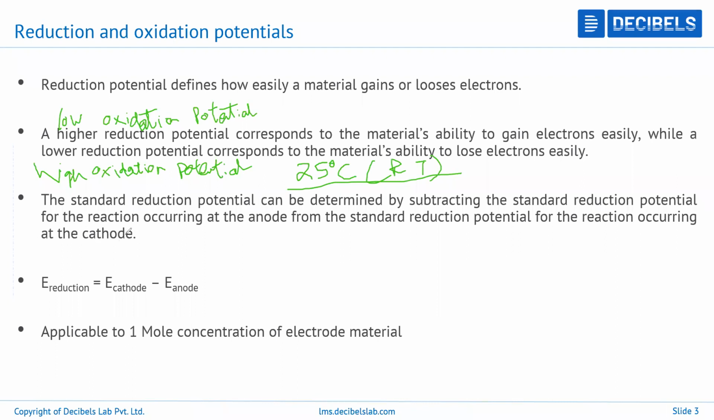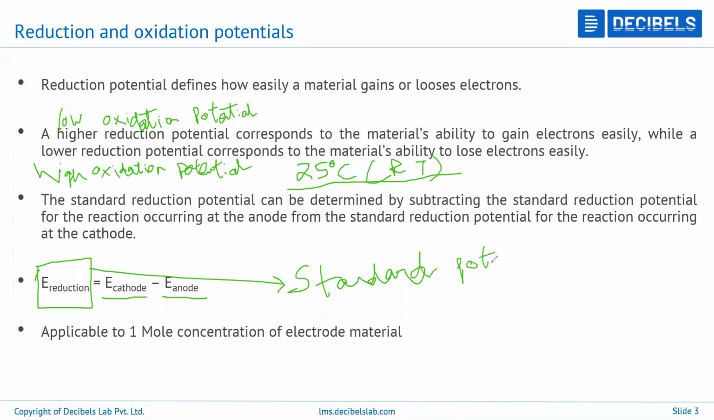Okay. So with these two terms, that is reduction potential and oxidation potential, we can then calculate something called the standard reduction potential. The standard reduction potential is basically the difference or the sum of each individual potential: the potential contributed by the reaction occurring at the cathode and the potential due to the reaction occurring at the anode. If you take the difference of these two, we get something called the standard potential. Okay, so this would be the case only if we had equal concentration of anode and cathode.